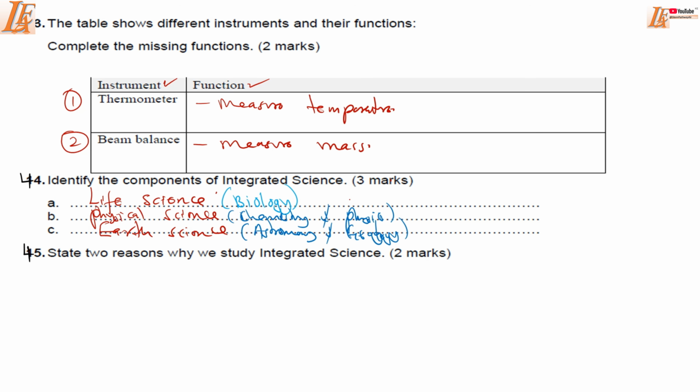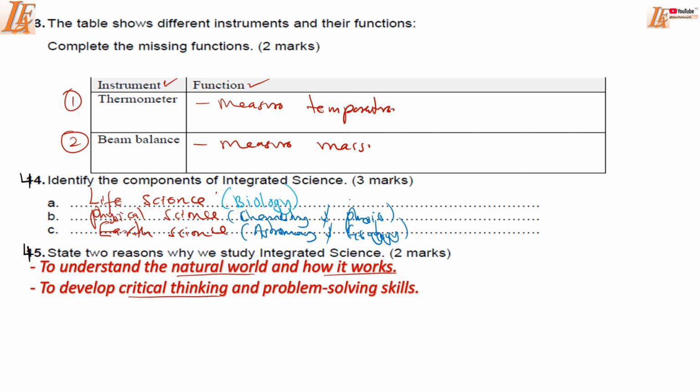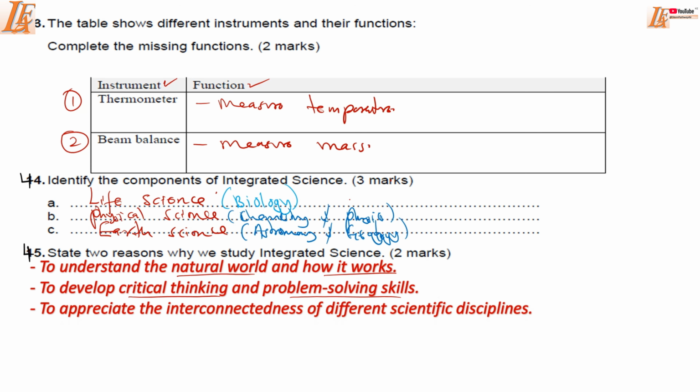Then question 45. State 2 reasons why we study integrated science. Why do we study integrated science? The first reason is to understand the natural world and how it works. Then the second one is to develop critical thinking and problem solving skills. The third one is to appreciate the interconnectedness of different scientific disciplines like life science, physical science, and earth science.